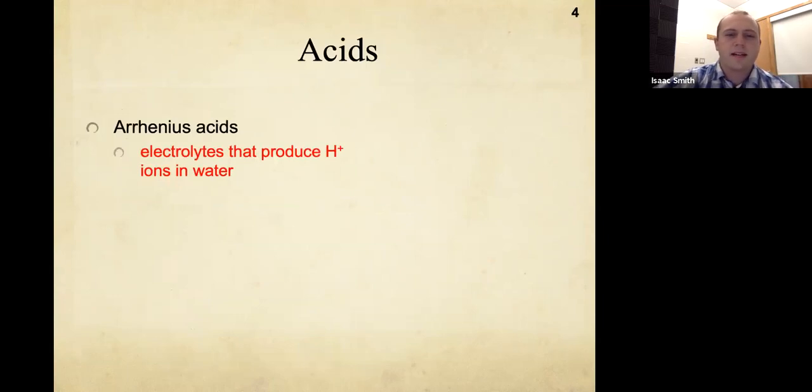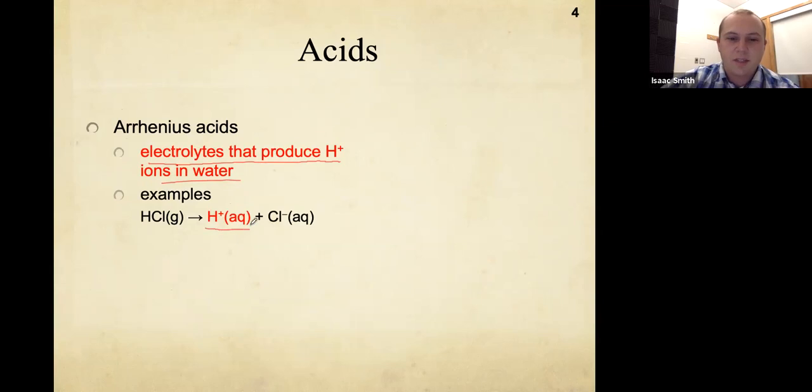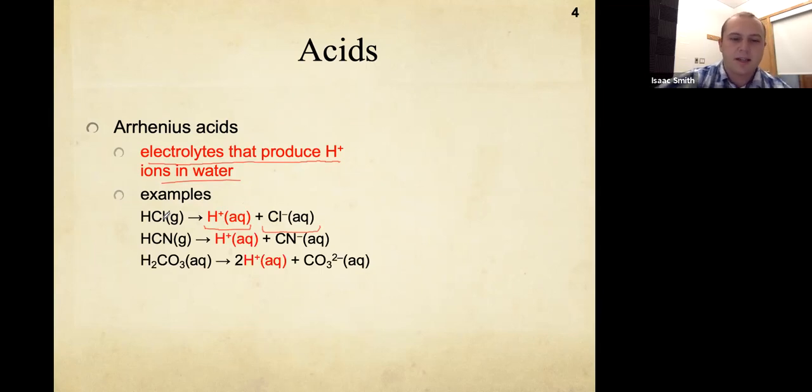Okay, so starting with Arrhenius acids, the official definition would just be an electrolyte that produces H+ ions in water. So for example, if you put HCl in water, it's going to dissociate into H+ ions and Cl- ions, okay? So by definition, this is an electrolyte because it dissolves in water, right? And it produces H+ ions, so it's an Arrhenius acid, okay? So HCl is an Arrhenius acid. Hydrocyanic acid also does the same thing, and carbonic acid does the same thing. We're going to talk about how to name acids in this lecture as well.